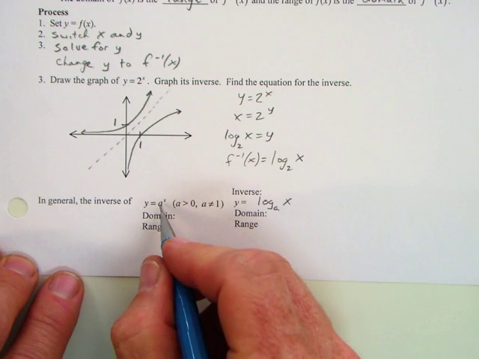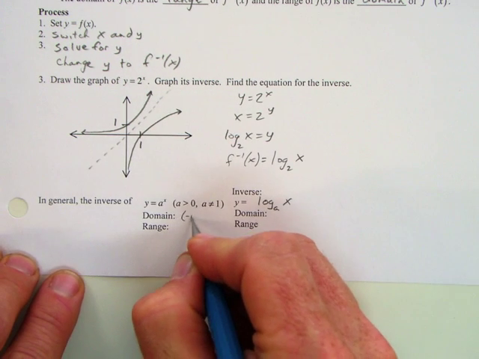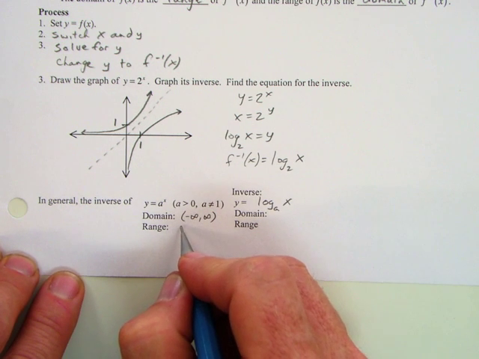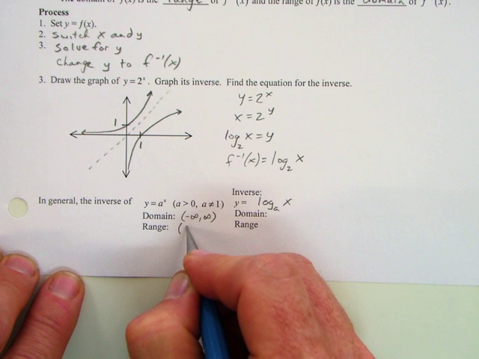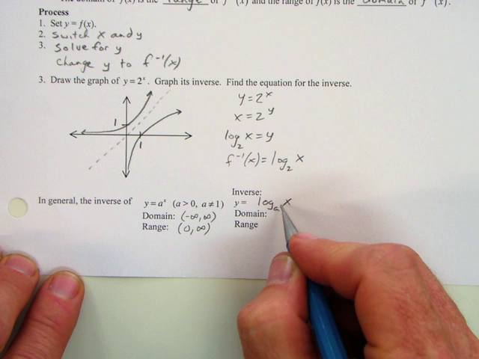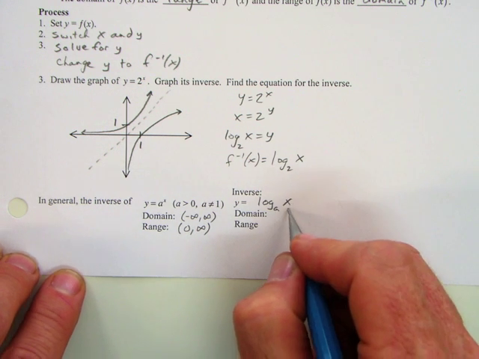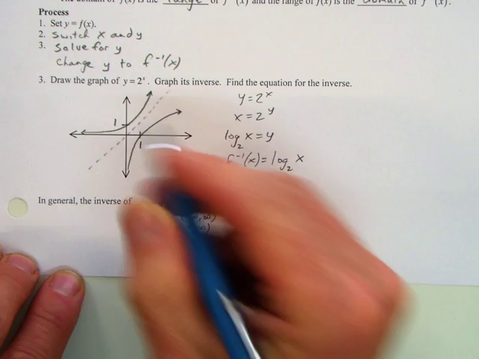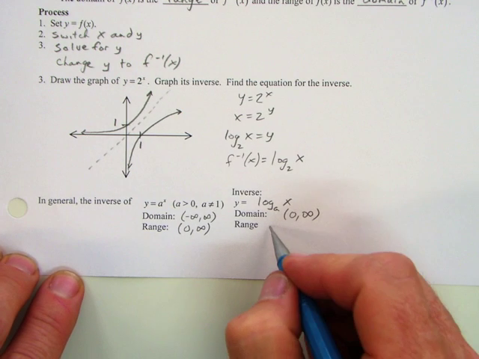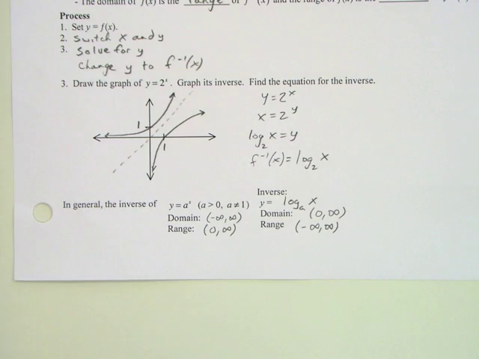The domain of the function, we can see, is all real numbers, so negative infinity to infinity. And the range will be the numbers greater than 0, not including 0, so we have 0 to infinity. The domain of the inverse function, the log, will be the range of the exponential, so it is 0 to infinity. We can also see that over here: it will never touch the y-axis. The range will be from negative infinity to infinity.